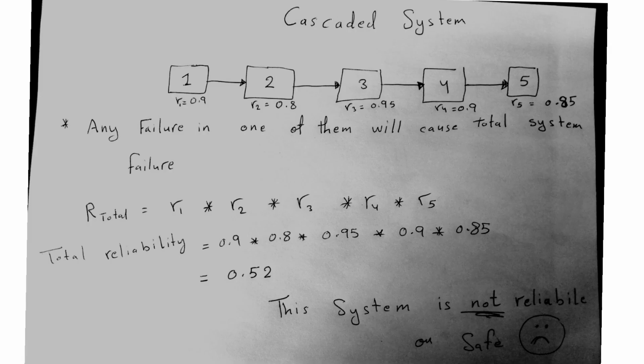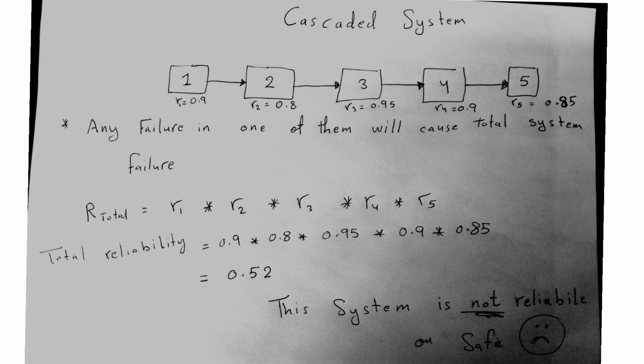Let's see this example. This is a cascaded system, all right? So we have five stages in this system. Each stage has a reliability. We can notice that each one of them has a high reliability relatively on its own. But when it's in the system, that's what we need to seek. We need to see what will be the reliability. The first thing we need to understand is that any failure in one of them will cause total system failure, because they are cascaded and depend on each other.